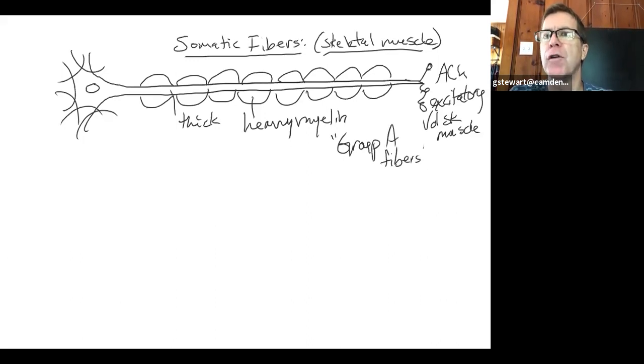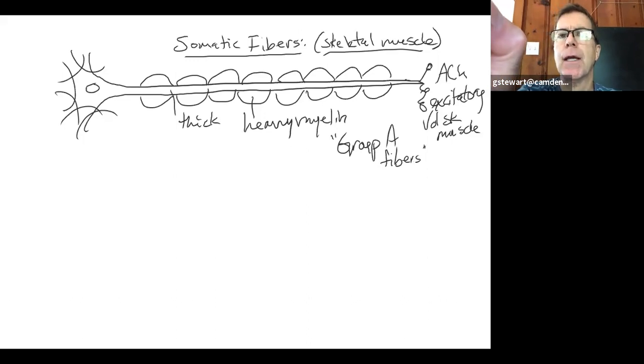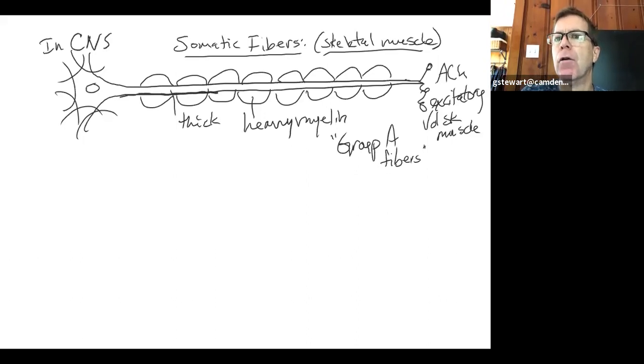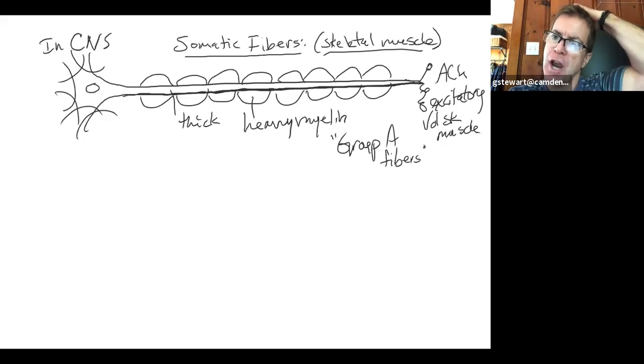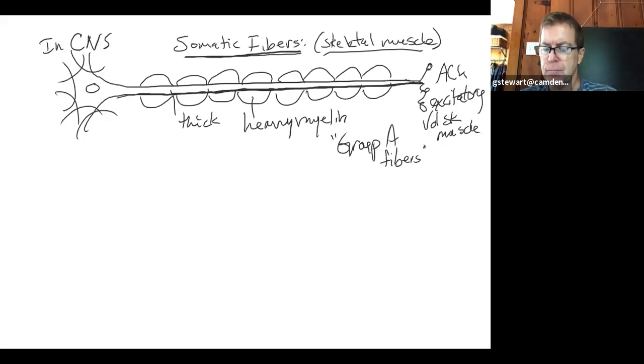This is a quick review. Cell bodies are located in the central nervous system, and their axons extend all the way to the muscle that they innervate. It's a one neuron chain. Actually, there is no chain. It's a one neuron system. Those are somatic fibers. Now we're going to look at the autonomic fibers.